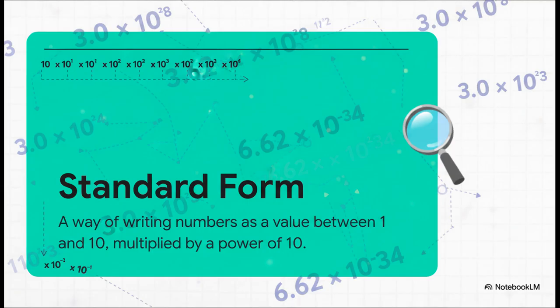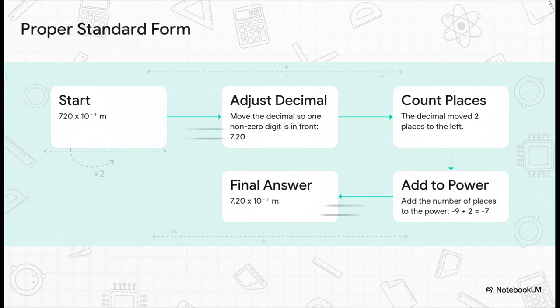Then you just multiply it by 10 to whatever power you need to get back to the original number. It's a consistent language for every single number. Okay, so sometimes your calculator might give you an answer like this, 720 times 10 to the -9. It's not quite proper standard form. Remember the rule. We want just one digit before the decimal. So we change 720 to 7.20.